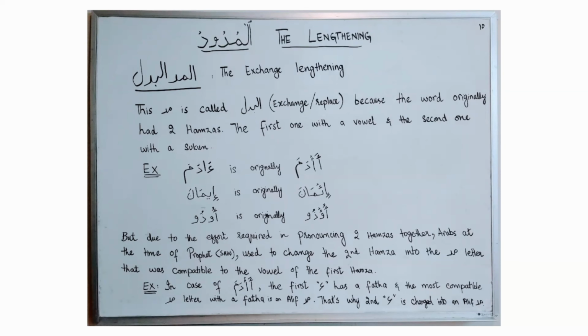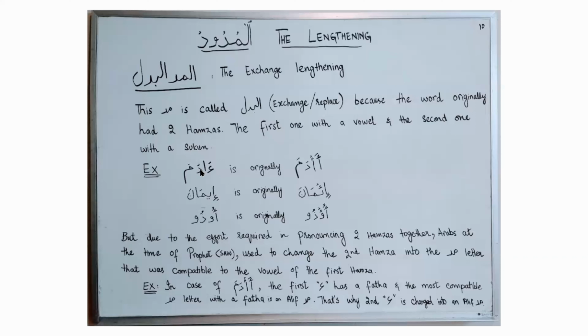Amanu. This mad is called badal because originally the word has 2 Hamzas. The first Hamza with a vowel and the second Hamza with a sukoon or jazm. But it was difficult for the Arabs to speak the word like this with two hamzas. So even in the time of the Prophet sallallahu alaihi wasallam, they would pronounce it by changing the second hamza into the most suitable mad letter. And the most suitable mad letter will be decided from the vowel of the first hamza.